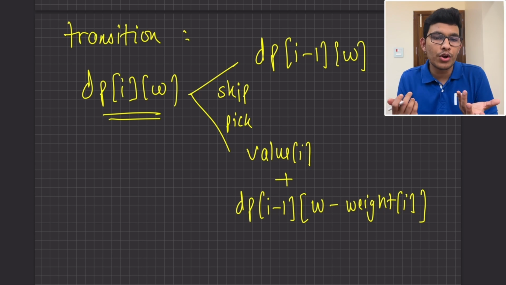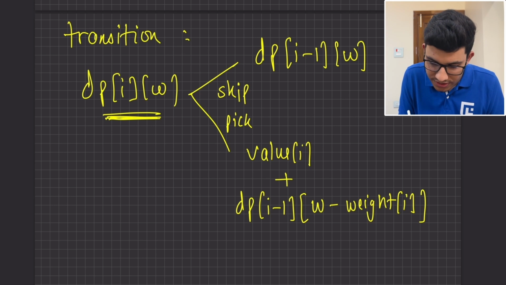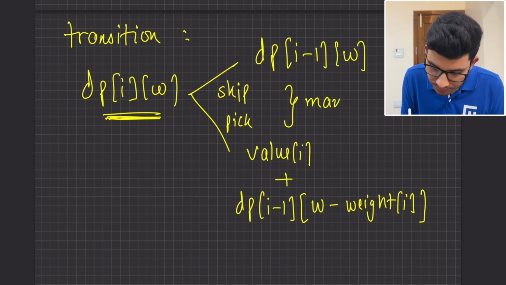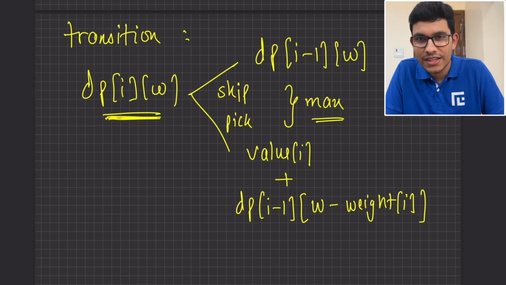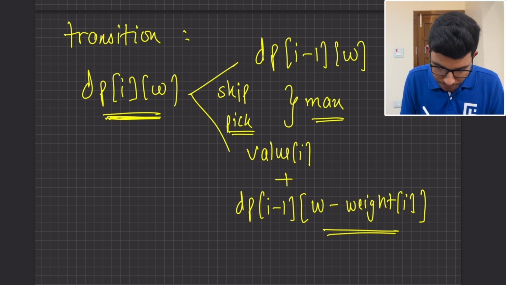Yes. Now what would you do? If you had to find out dp of I comma w, you would just take the maximum of these two possibilities. Just take the maximum and you would get your answer for dp of I comma w. Correct? What is going to be the base case now?